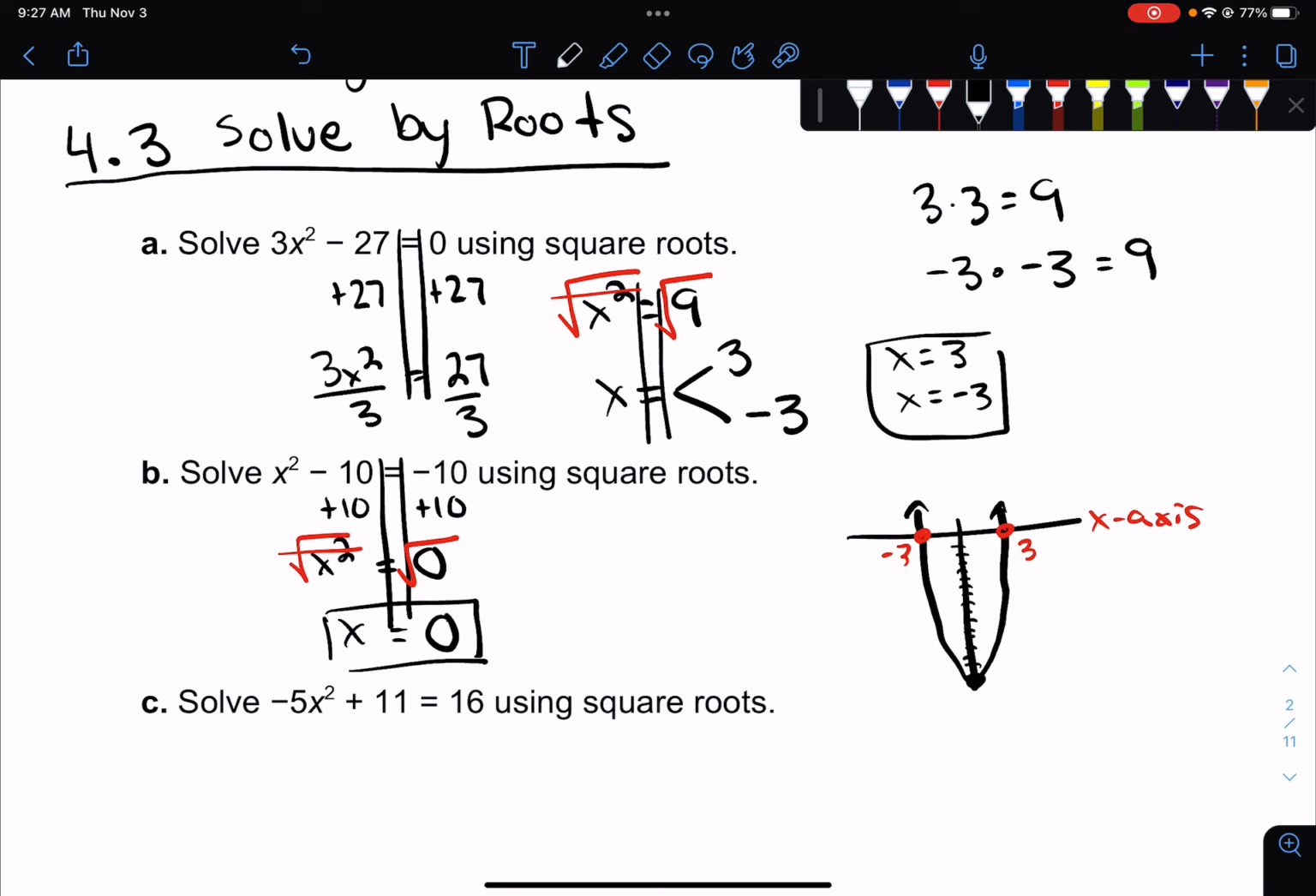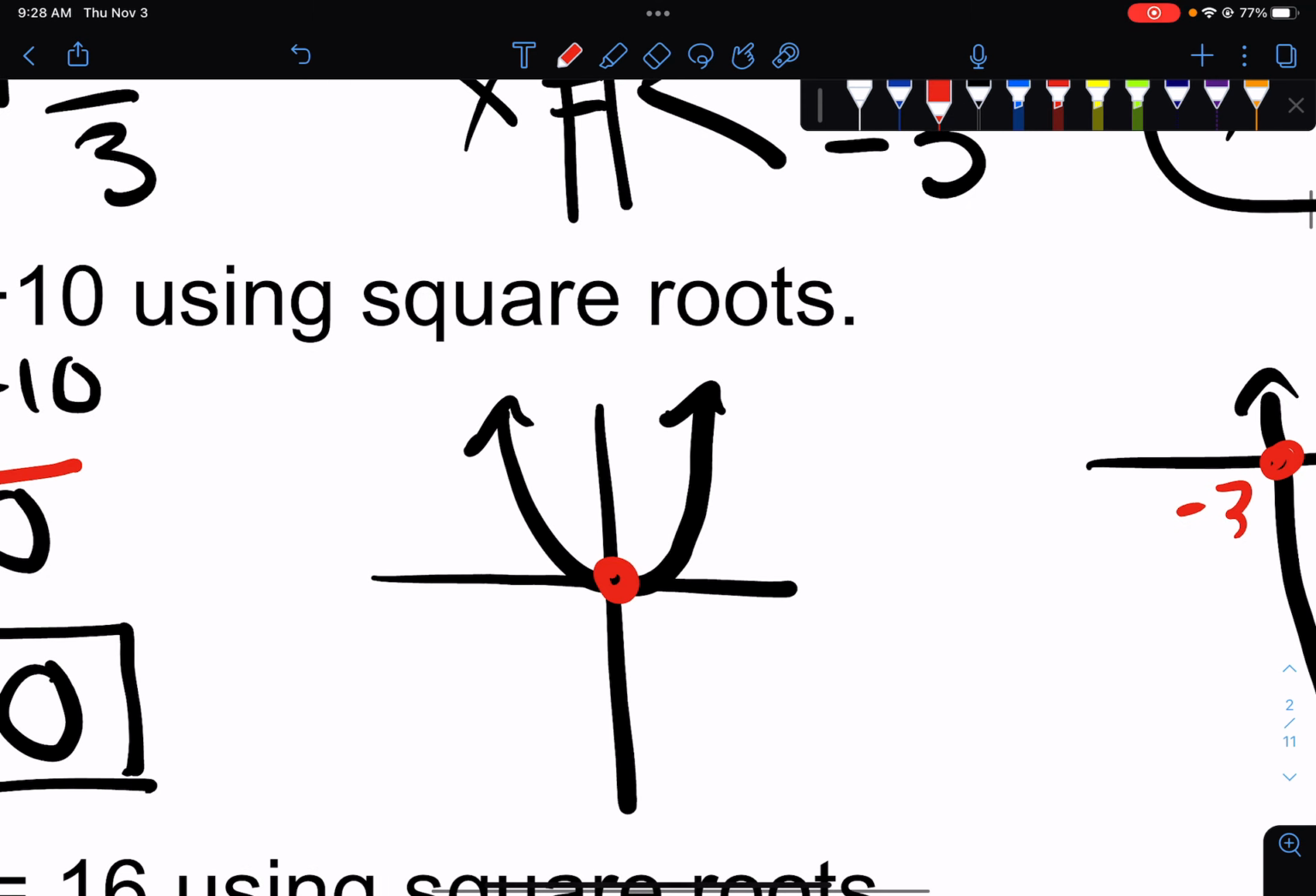And what that means for the graph, the reason you're only getting one answer, which is kind of hard to imagine because our shape is a U. So how is it possible that it only crosses x once? And the reason that happens is because your parabola is sitting right on the x-axis. So it doesn't cross it and then go back up. My parabola comes down, it touches x, and then it goes back up.